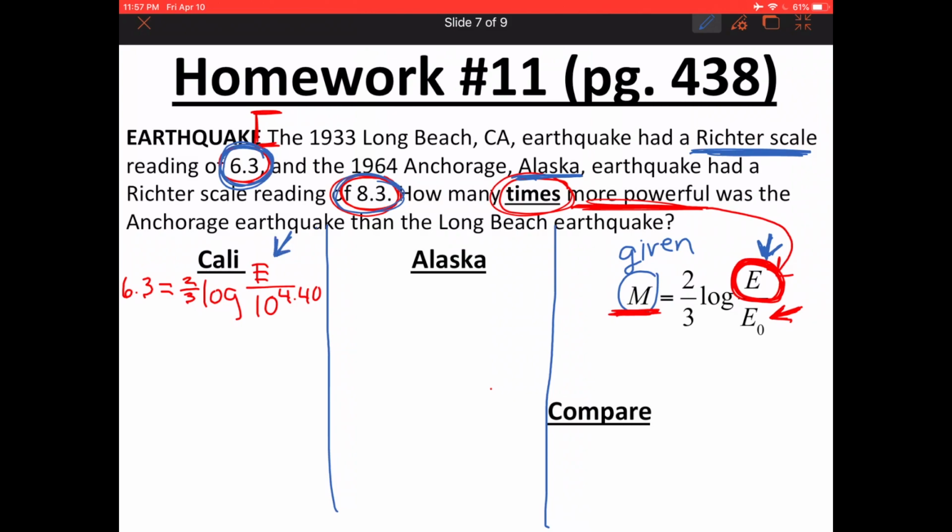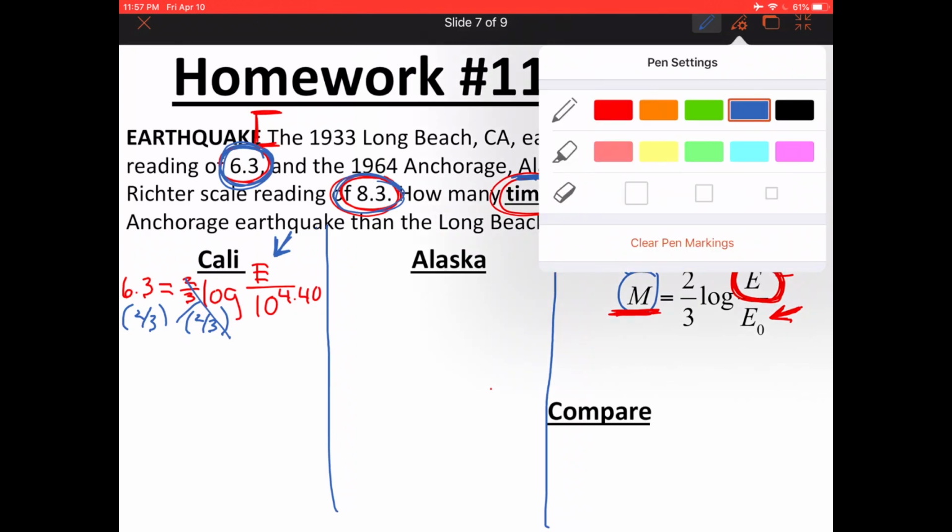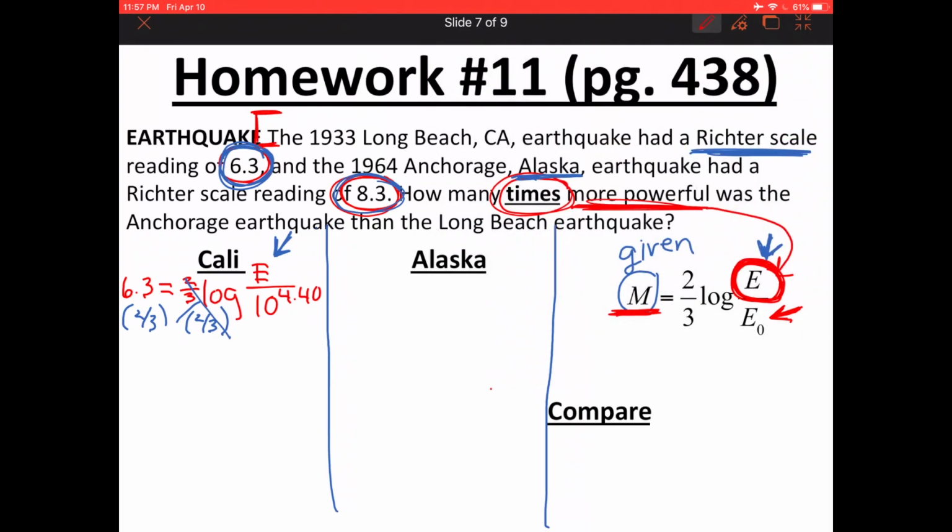The first thing that I do is divide both sides by 2/3. On the right, they cross out. Over here, I divide 6.3 by 2/3. And when I divide 6.3 by 2/3, I end up with 9.45 equals log of E over 10 to the 4.40.